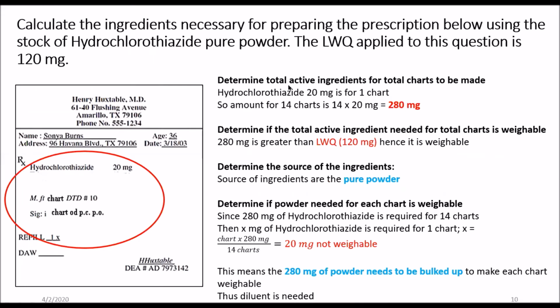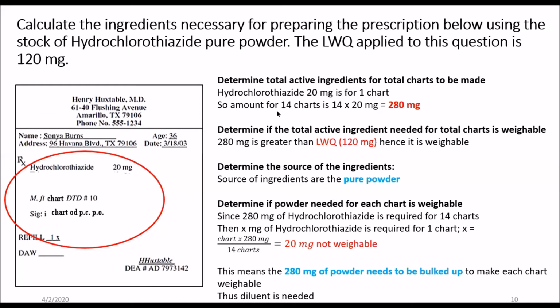Next, we're going to determine the total active ingredients for the total charts to be made. If we know that 20 milligrams of hydrochlorothiazide is in one chart, we can now determine how many will be for 14 charts that we have to compound for. Remember, we are making an excess of 10. The excess is 4 because of the 40% excess that we're calculating.